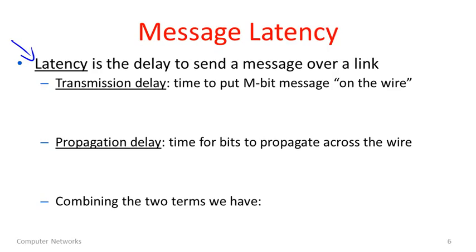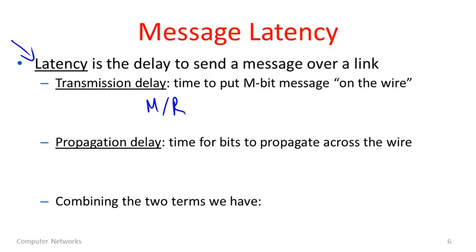First of all, there's something that we call the transmission delay. This is the time to put this message, that's m bits long, onto the link, sending it out at a certain rate r. So that component is really m divided by r. That's all it is. The second component is what's called the propagation delay.